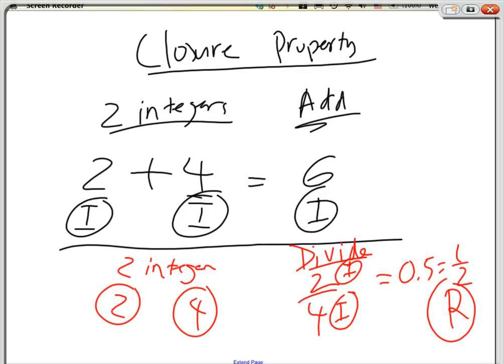Not the same. It's not closed. We call this an open case. And the first case right here is a closed case. That's the main difference. Closed means everything has to stay the same from start to finish. If it's not, that means you start with one type of number and you end with a different type. That's an open case. It's not following the closure property.